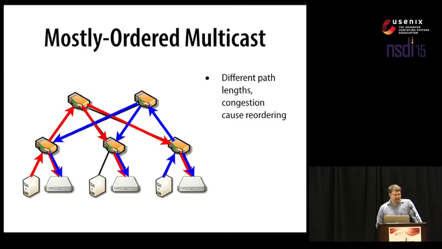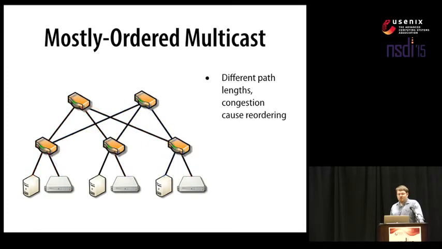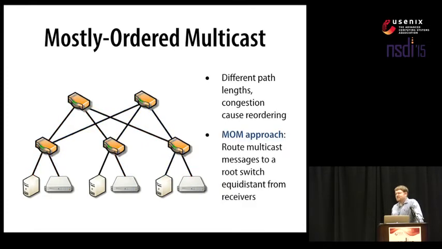The approach we're going to take with MOM is basically that we're going to route multicast messages to a root switch that's equidistant from all of the receivers in order to equalize the path lengths. So when the client on the left sends this message, it's going to be sent up first to the root switch and then back down, rather than taking the shortest path to the replica on the left.